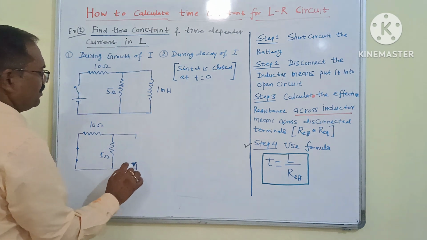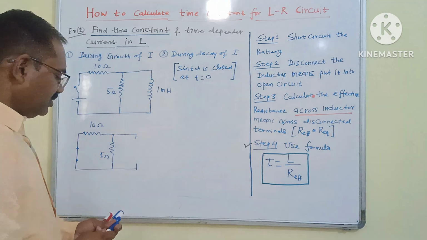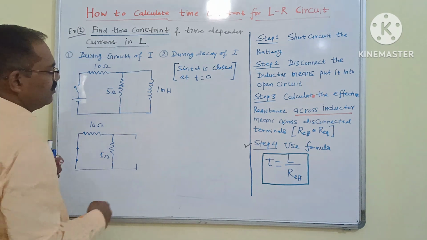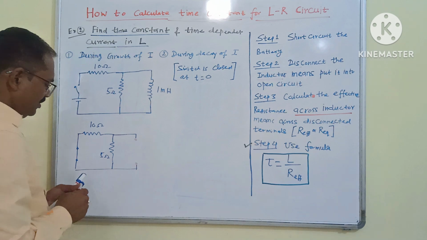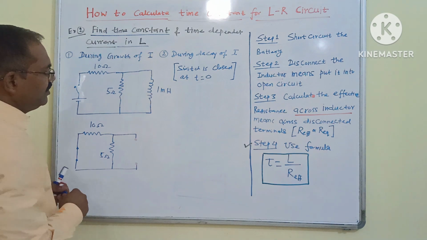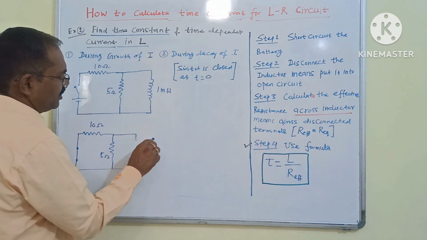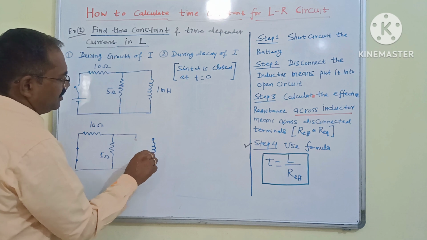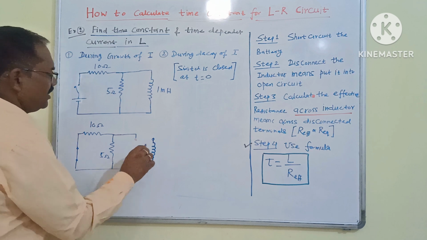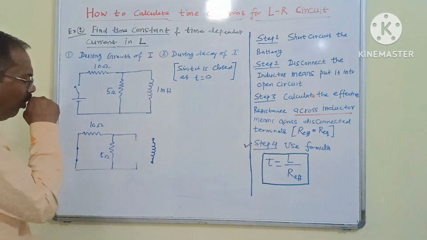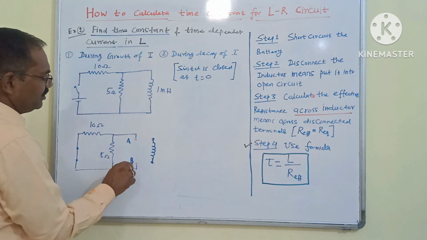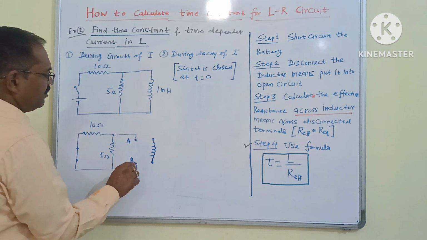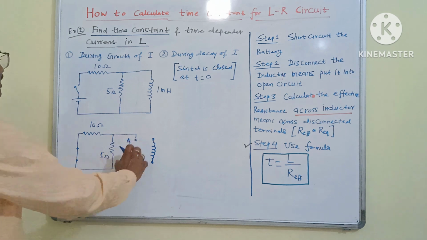In second step, we have to disconnect the inductor also. So I am taking it out from the circuit. Inductor is connected between these points, so I am showing it here. That has been disconnected. Now I have to calculate effective resistance on this point.